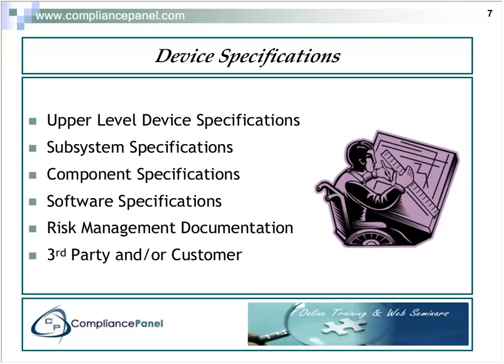As you move down into the device, there's subsystem specifications and component specifications. As you get down into systems, for instance, that contain electronic circuit boards, you'll need to have all the specifications associated with the components. And then software specifications, and I'll talk about this a little bit more for those of you who have complete software devices or devices containing software, either homegrown or third-party, or that your processing uses software. And this has become a very important component for the FDA to take a look at when they come into your facility.